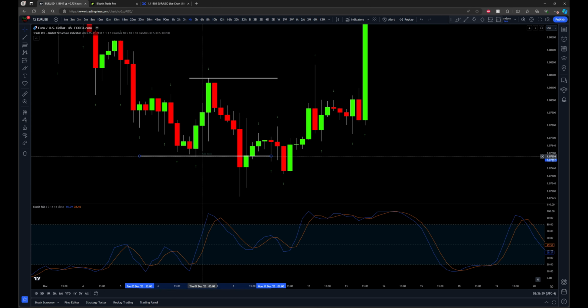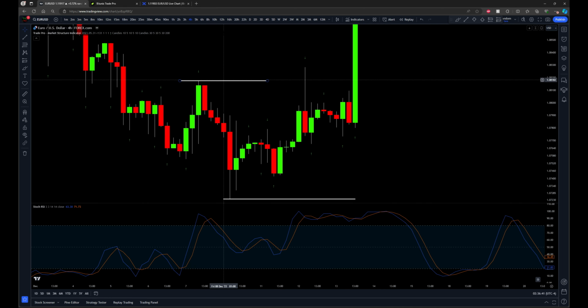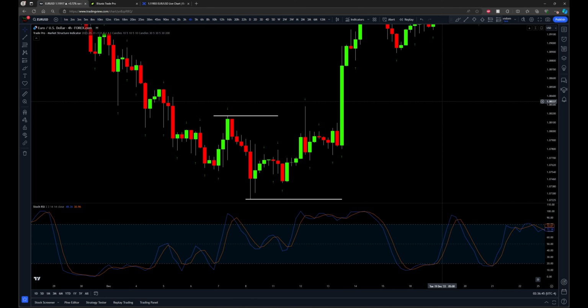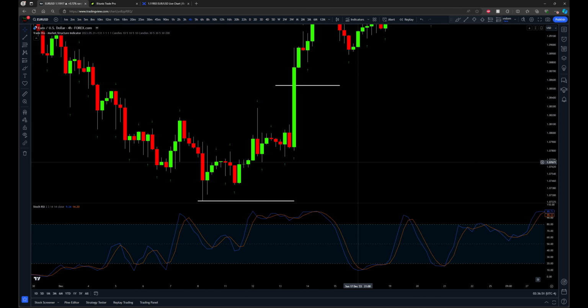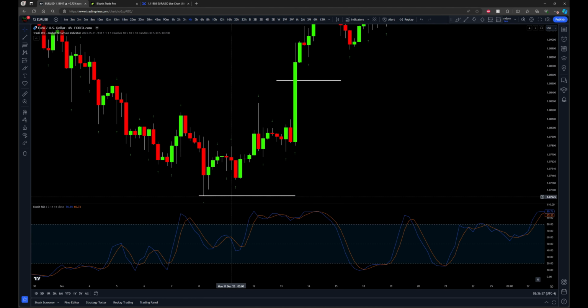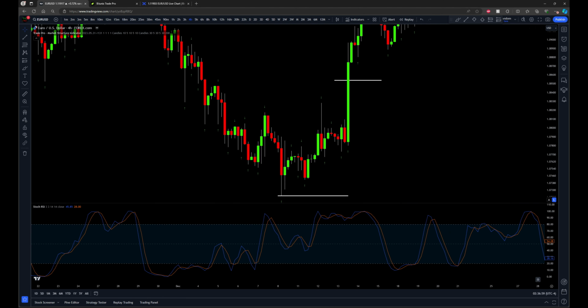Back into bear structure. Back into bull structure on this candle. There's no trade setups whatsoever. Maybe here. Could have taken a loss here if you tried shorting it, for sure. But anyway.